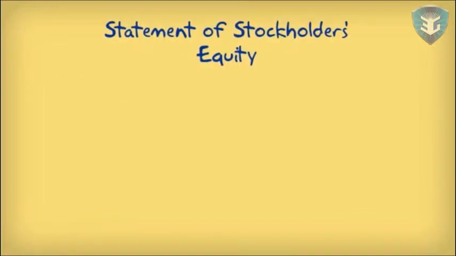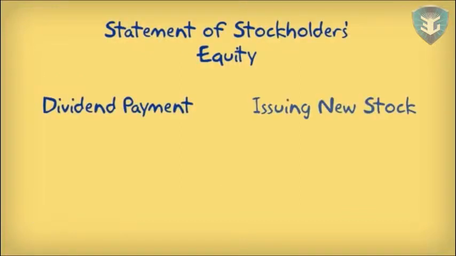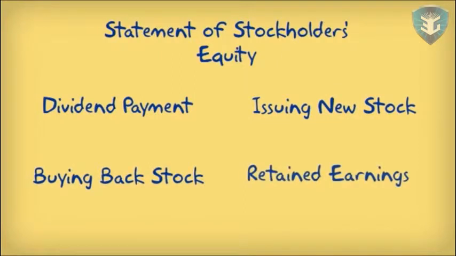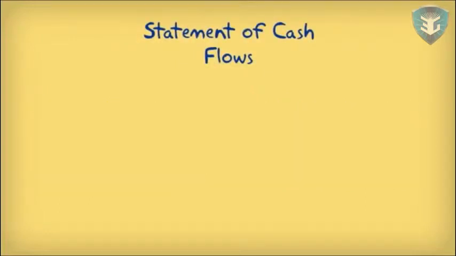The statement of shareholders' equity deals with the changes of the equity portion of the balance sheet. This can include paying dividends, issuing or buying back stock, or retained earnings. The last statement is a statement of cash flows. This is a summation of cash flows within the company.